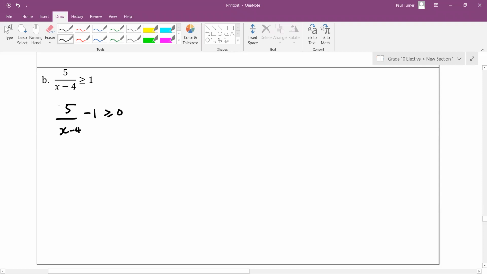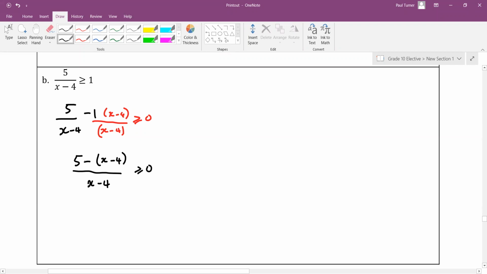Okay. Now we want to make this into one fraction. So we want to get a common denominator, x minus 4. So I will multiply top and bottom by x minus 4. So we'll have x minus 4 on x minus 4. And x minus 4 on x minus 4 is 1, so we can do that. Like that. So I just put that 0 back. So now we make this into one fraction. So we'll have 5 minus x minus 4, all on the common denominator, which is x minus 4.